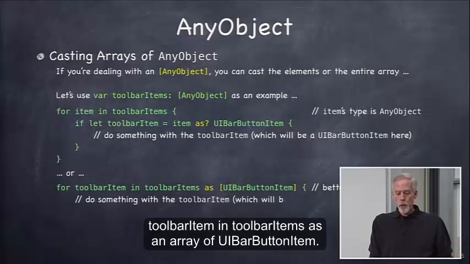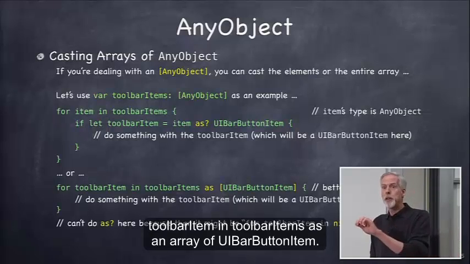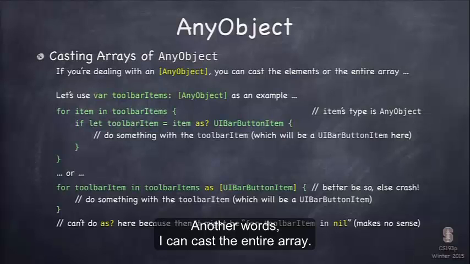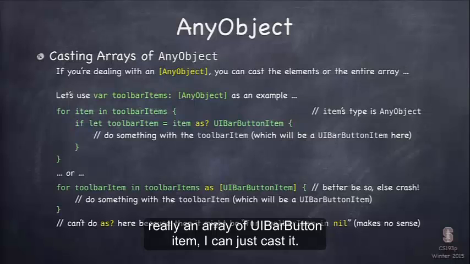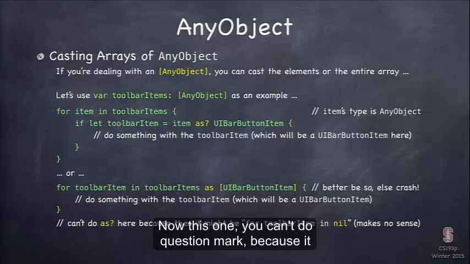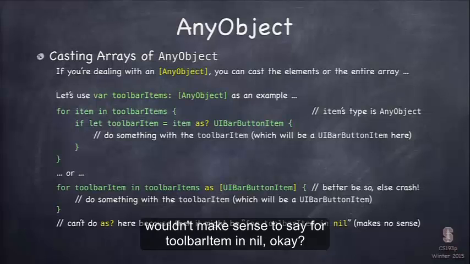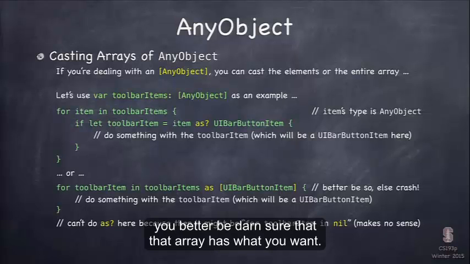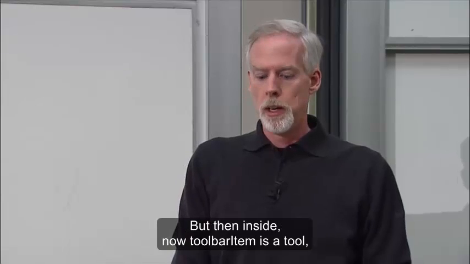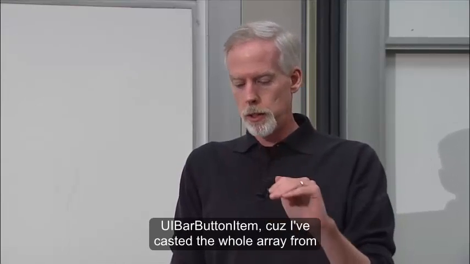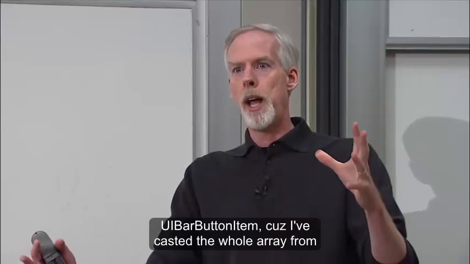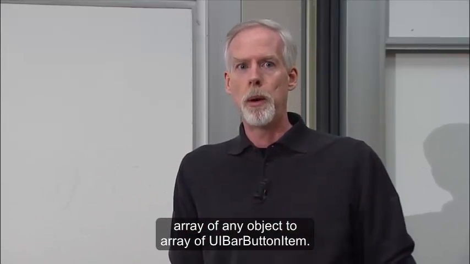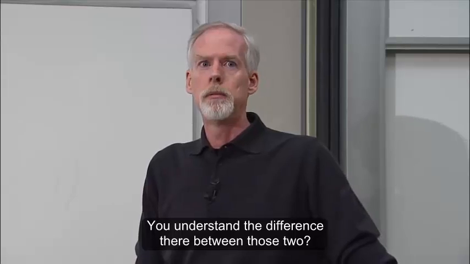Which is I can say for toolbar item in toolbar items as an array of UIBarButtonItem. In other words, I can cast the entire array. If I know that that array of any object is really an array of UIBarButtonItem, I can just cast it. Now this one, you can't do question mark, because it wouldn't make sense to say for toolbar item in nil, okay? So that makes no sense. Here you better be darn sure that that array has what you want. But then inside, now toolbar item is a UIBarButtonItem, because I cast the whole array from array of any object to array of UIBarButtonItem. Understand the difference between those two?